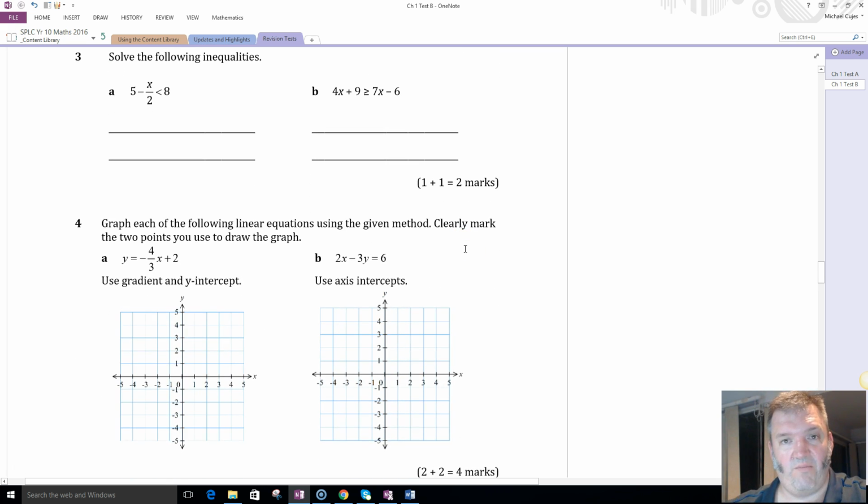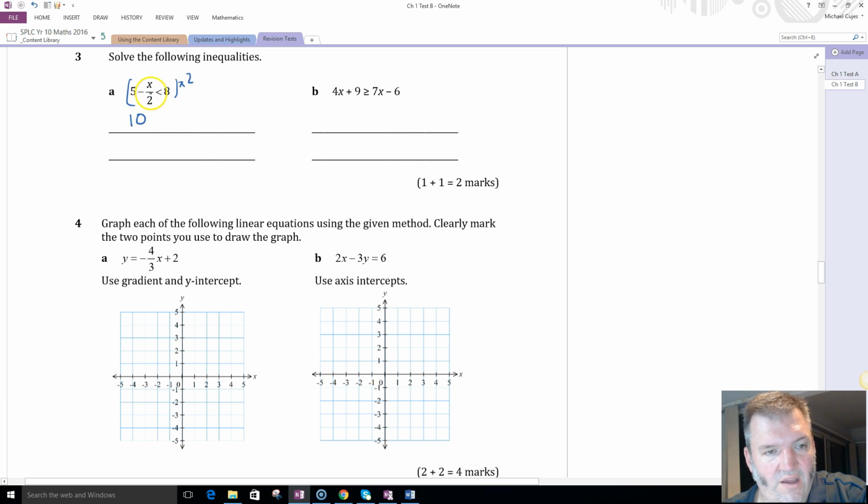Inequalities, what's the only thing we need to remember? If you multiply or divide by a negative, change the sign around. Other than that, you're all fine. So this one here, I've got a choice. I could subtract the 5, or I could multiply by 2 to get rid of this denominator first. I think for this one, I'm going to multiply by 2 first. In the other test, I've done it the other way. This one, I'm just going to multiply everything by 2.